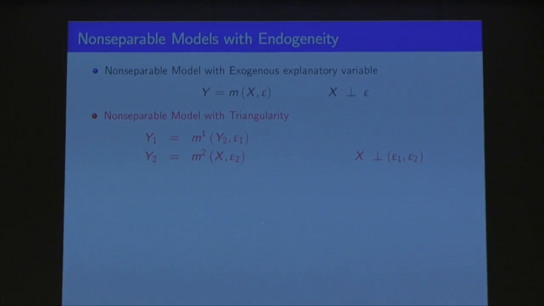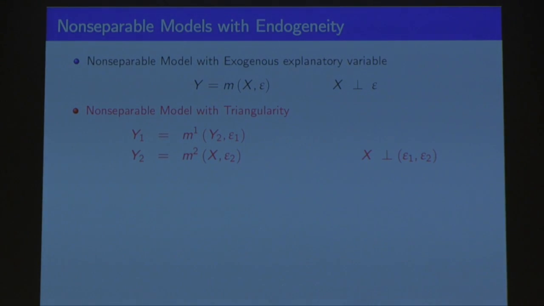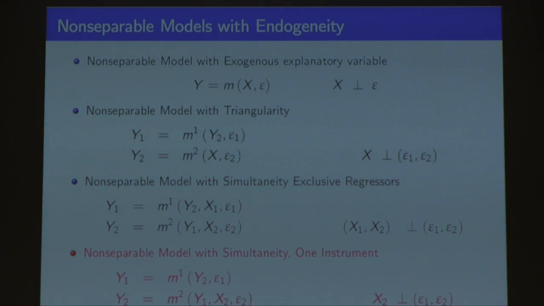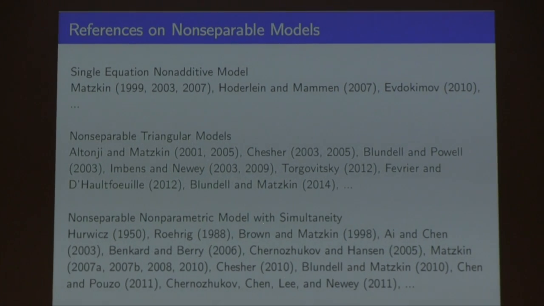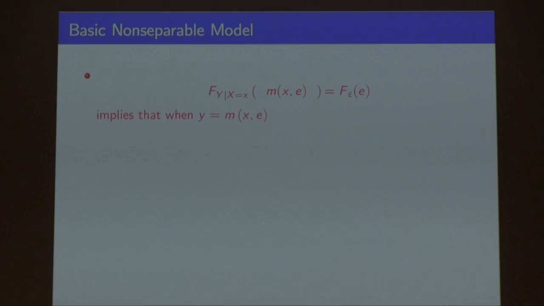The second model was the one with triangularity, where we can estimate this model recursively. First we estimate the second one, Y2, years of education, as a function of cost of education and some signal of the productivity, and then we estimate the first one. Non-separable models are for simultaneous equations; they can have two instruments or one instrument, it just depends. And there are lots of references, many people work on this: models with simultaneity, triangular models, and non-additive models, if you are interested.